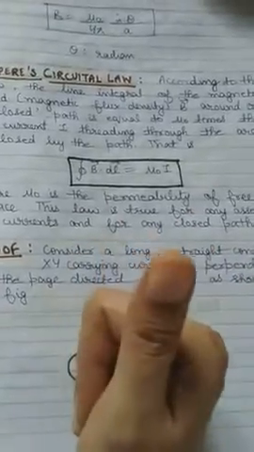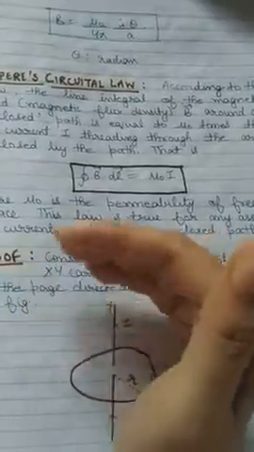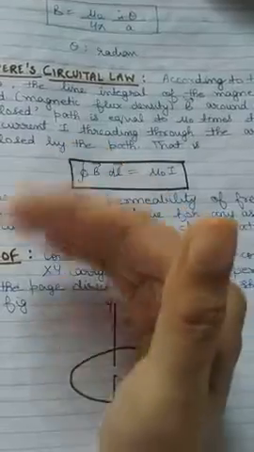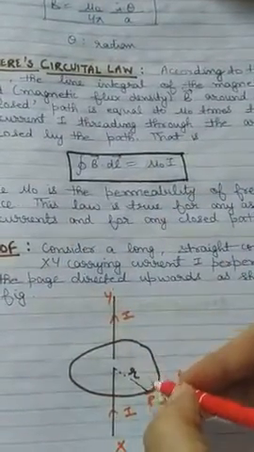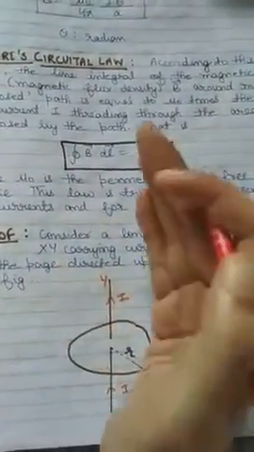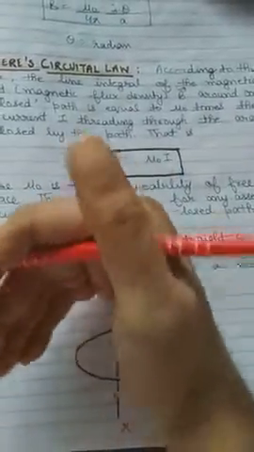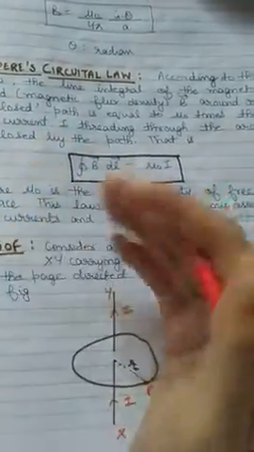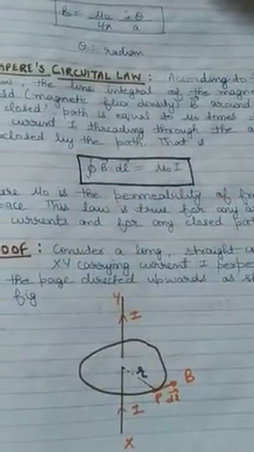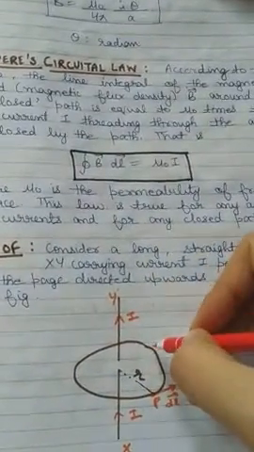If I curl my fingers using the right hand thumb rule, what will be the direction of the magnetic field? The curling of my forefinger will represent the direction of the magnetic field. So at each point here the magnetic field will be in this direction, then here in this direction, and similarly here. So the direction of curling of my fingers will represent the direction of the magnetic field. Is it clear? So at each point on this circle, the magnetic field will be tangential.